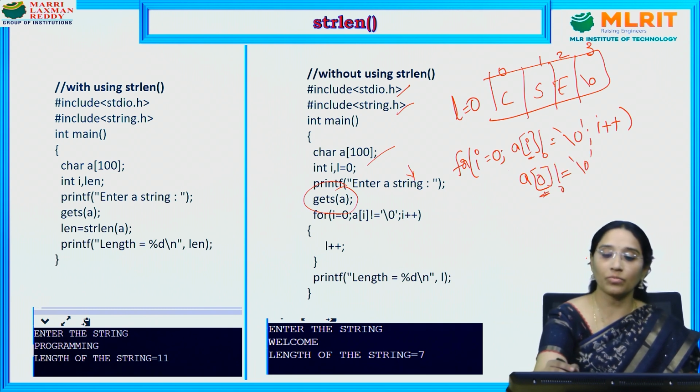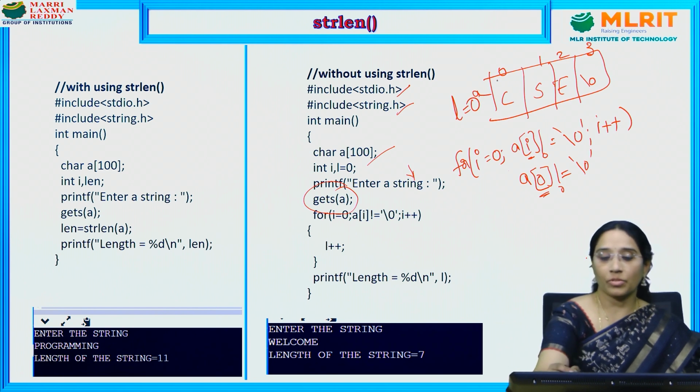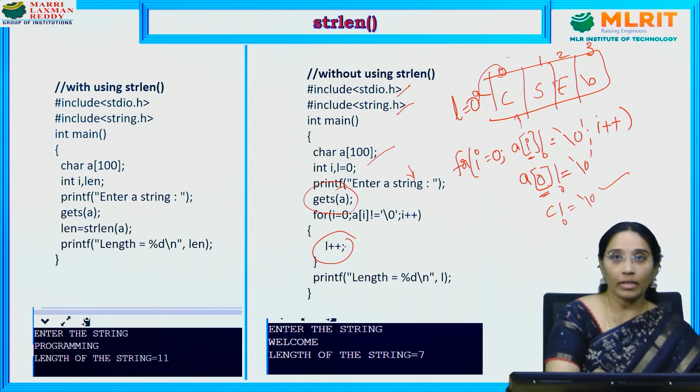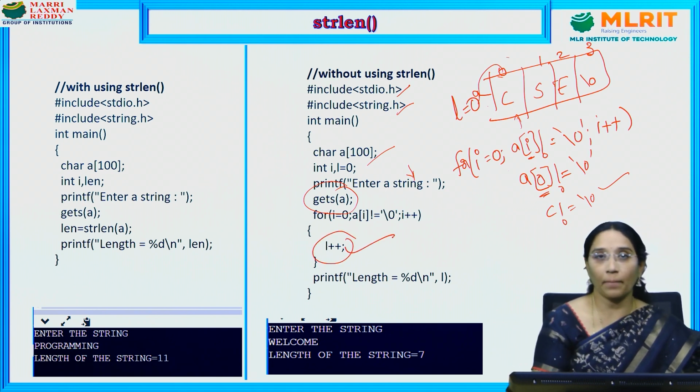A[0] is what? This is your string CSE and the name of this array is A. A[0], the first character, is C. C is not equal to null character. Condition true. So control will now enter inside the for loop. L++ means it is asking for the updation, so the count value will increment.